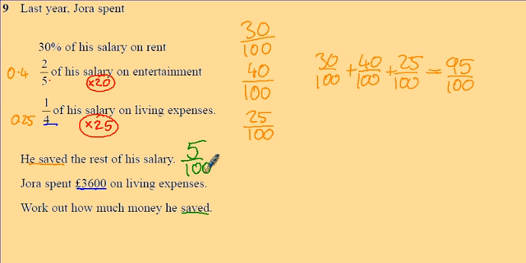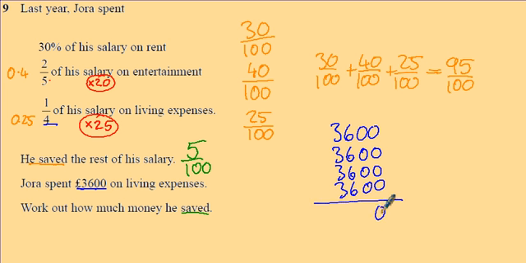And at the moment we don't have the total salary, but we do know what 1/4 of his salary is. If we know what 1/4 of the salary is, we know that we can multiply that by 4, or add the number together 4 times to find out what the whole salary was. So our whole salary was £14,400.